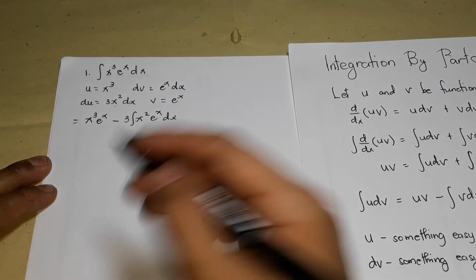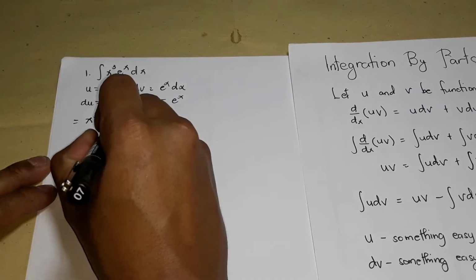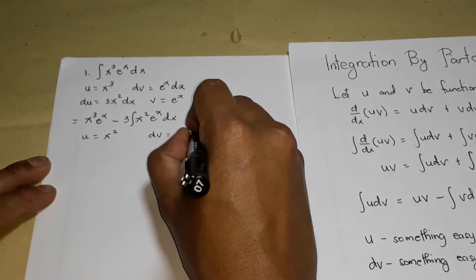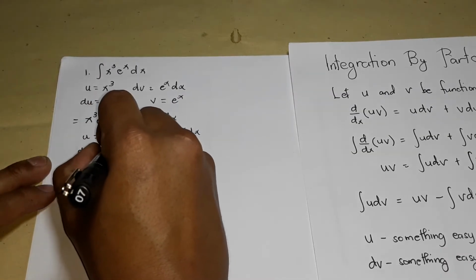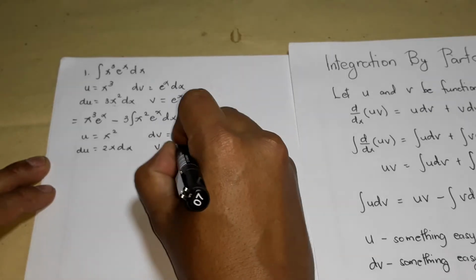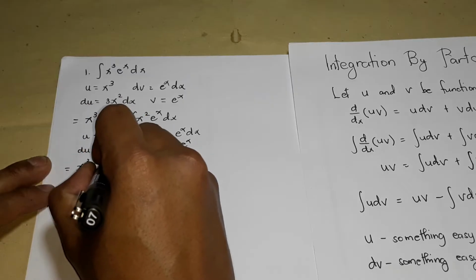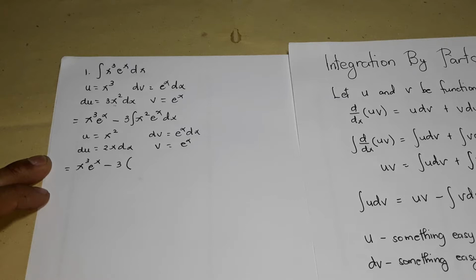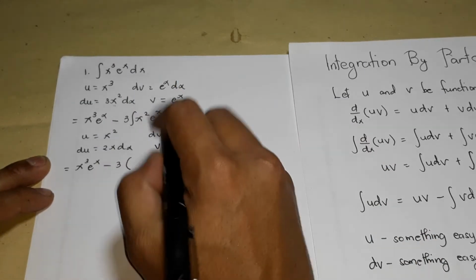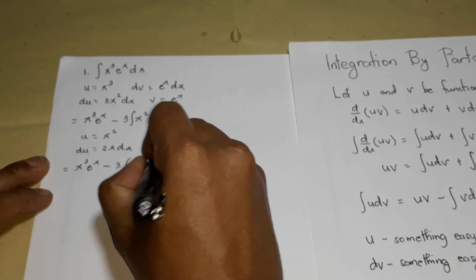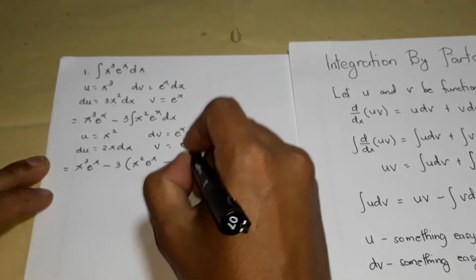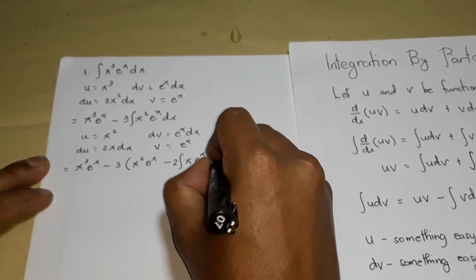So for the second time around, you let u be equal to x squared, and dv is again e to the x dx. You differentiate to get 2x dx, and integrate to get e to the x. Then you copy the first part, x cubed e to the x minus 3 times, and apply the uv minus the integral of v du formula. So you have uv, that's x squared e to the x, minus the integral of v du. Multiplying these two, you have 2x e to the x dx.